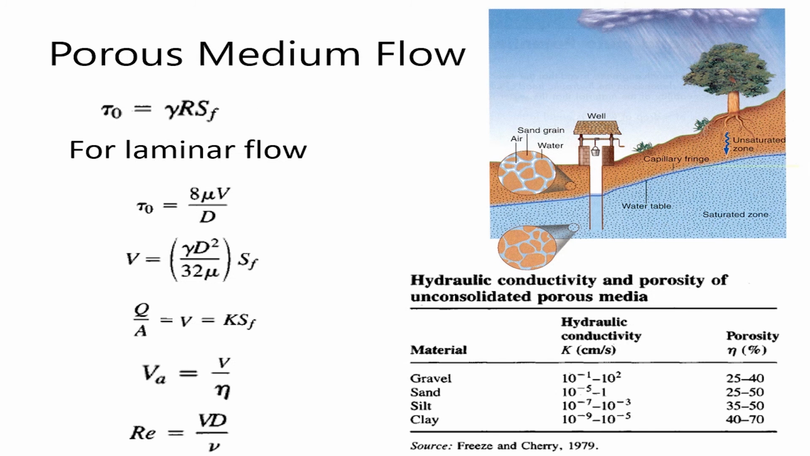So the next type of flow is porous medium flow. Porous medium flow is nothing but subsurface flow. For example, when there is a rainfall, part of the water infiltrates into the ground, and that water reaches the deep groundwater. The water flowing in the groundwater is called porous medium flow.